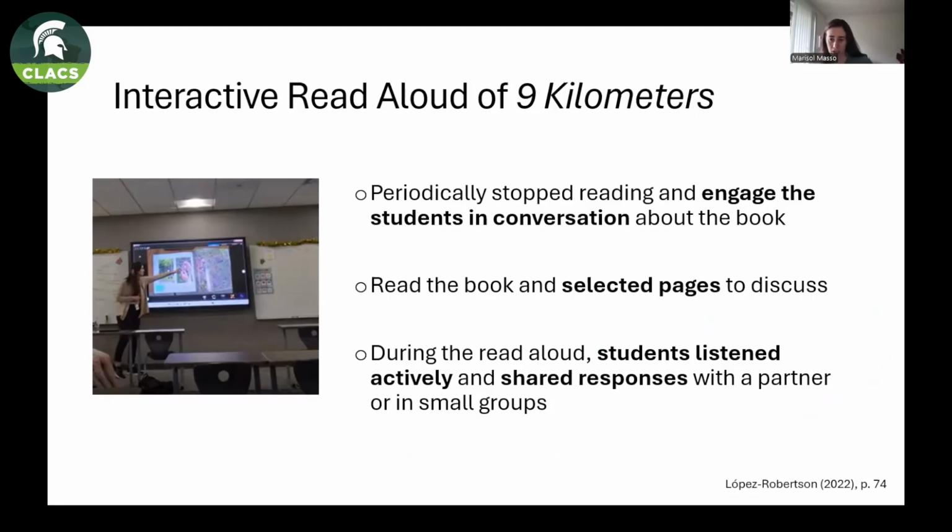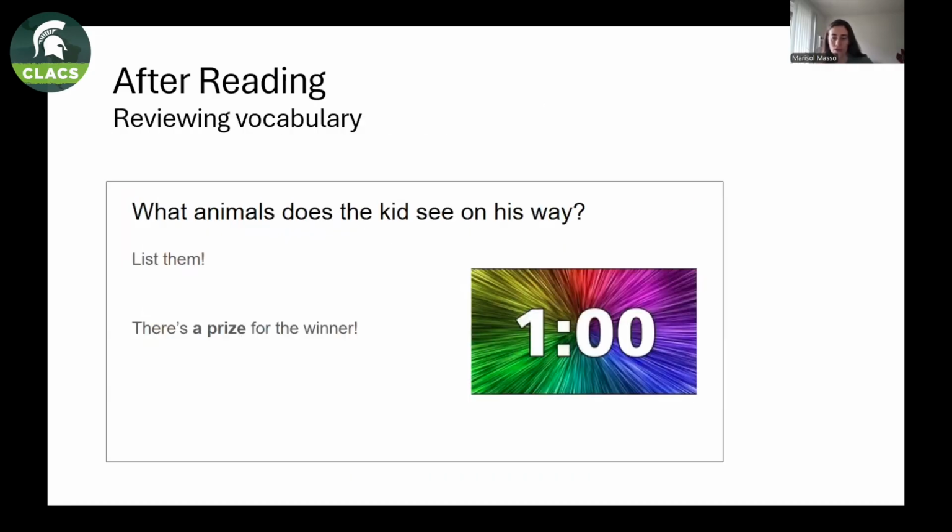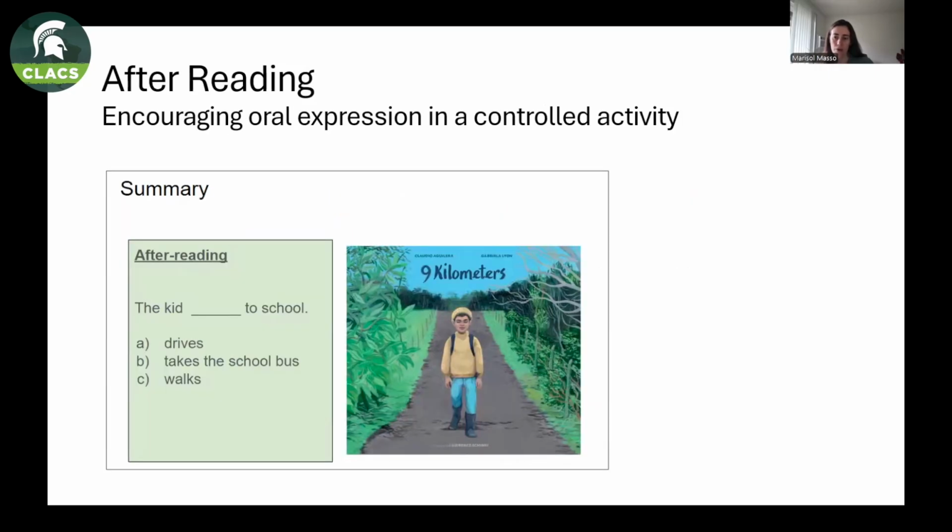Since their language skills in English were emerging, some students were able to produce one word or short phrases. Others responded in Spanish. After the read aloud, they answered initial questions, which were, what does the boy see? What does he do? And where does he get to? We also played a game to review vocabulary about animals present in the story. Since we were running out of time, the lesson ended with a multiple choice activity to check comprehension and again review key vocabulary.